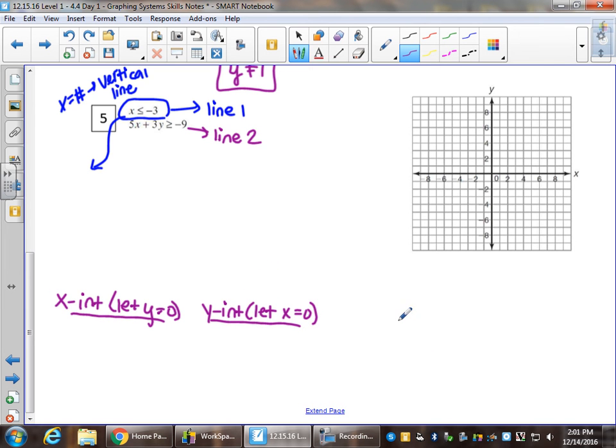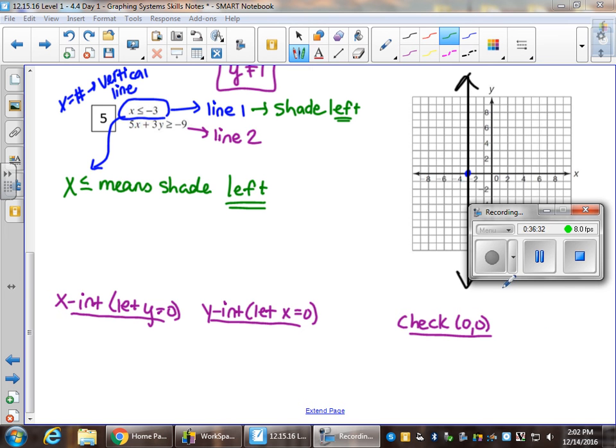And from here, your job is to get both lines graphed. For this one, you will check 0, 0 to know how to shade. Tell me, are you shading up or shading down? Graph and shade. So the next time you press play, this entire solution will be on the screen, and we will compare our answers.